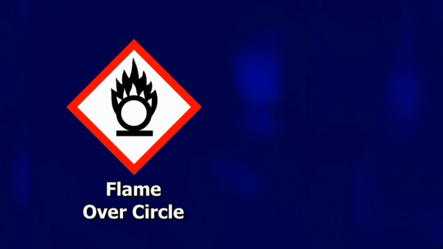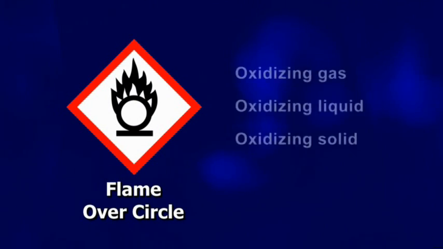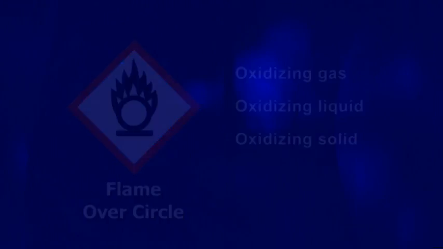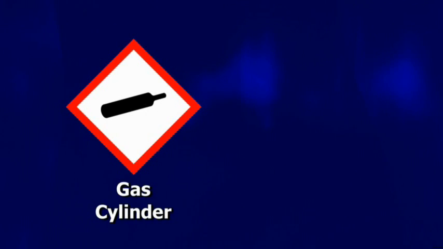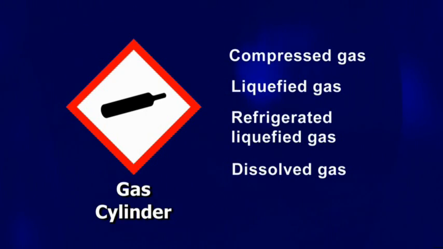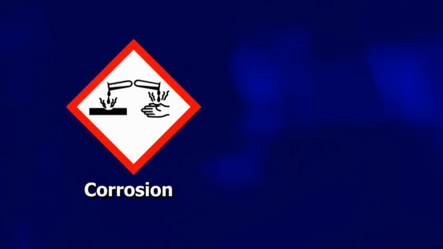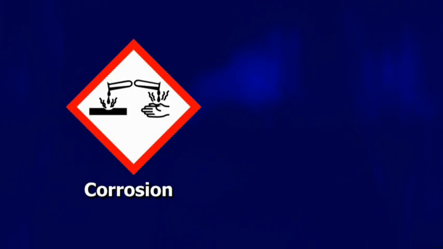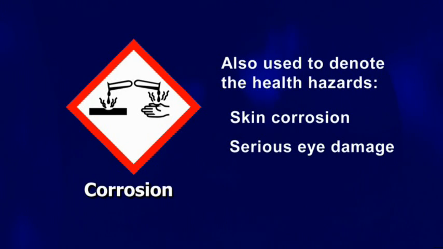The flame over circle or oxidizer pictogram appears on a label when a chemical is an oxidizing gas, liquid, or solid. The gas cylinder pictogram is exhibited when a substance is compressed, liquefied, refrigerated liquefied, or dissolved gas. The corrosion pictogram indicates that a material is corrosive to metal. The corrosion pictogram is also used to denote the health hazards of skin corrosion and serious eye damage.